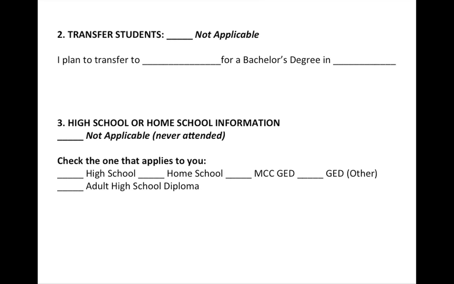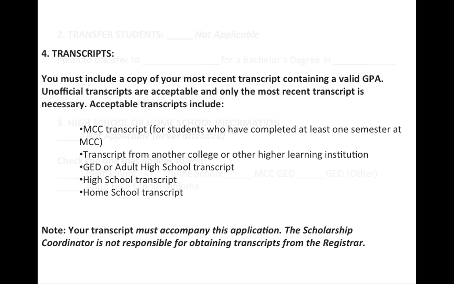Also, the next section 3 is about high school or homeschool information. The only students who would check not applicable are those who have never attended a high school or a homeschool. If you've attended even for a part of the time, let us know that you attended, but also let us know if you've received your GED. Be sure to review this page for accuracy, and be sure also to include your transcripts.